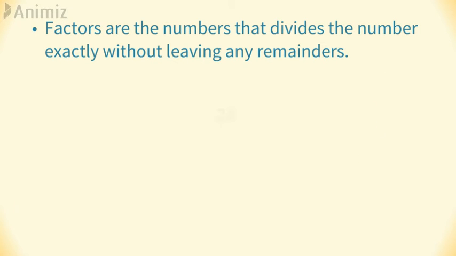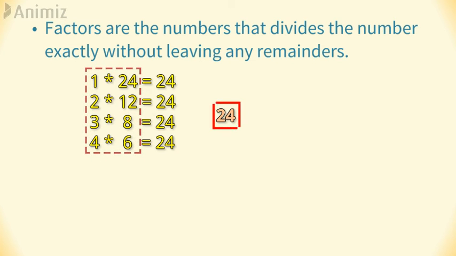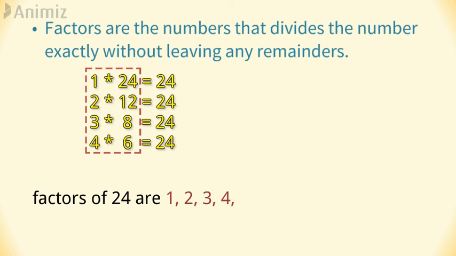Say we have the number 24. 24 can be written as the products of 1 into 24, 2 into 12, 3 into 8, 4 into 6. These are the only 4 combinations for the multiple 24. Each of these numbers are the factors of 24. Therefore the possible divisors or factors of 24 are 1, 2, 3, 4, 6, 8, 12, and 24.